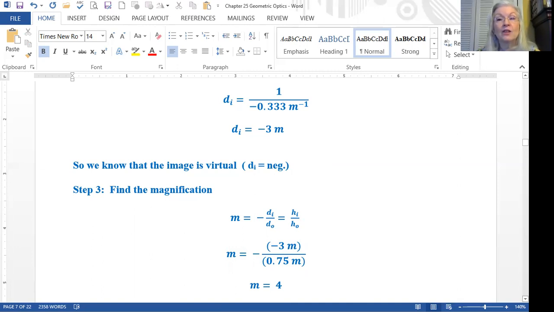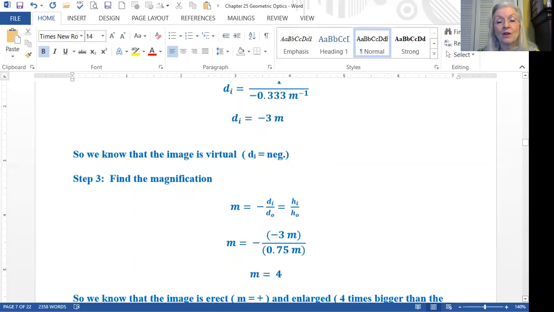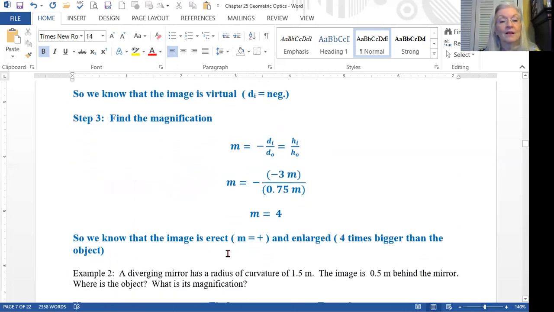The magnification is positive, and what that tells me is my image is erect. It would look right side up, and my magnification is bigger than the number 1, so that tells me that I'm looking at an enlarged image. In fact, it's 4 times bigger than the actual object. So the image is erect because the magnification is positive, and the image is enlarged because the magnification is bigger than the number 1.